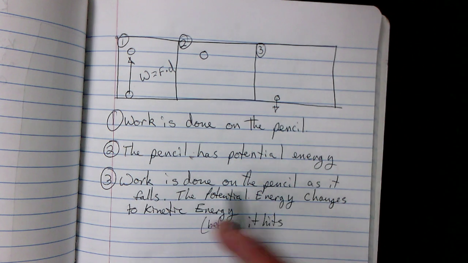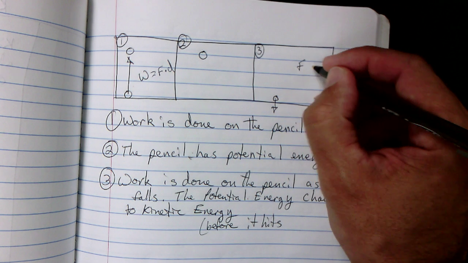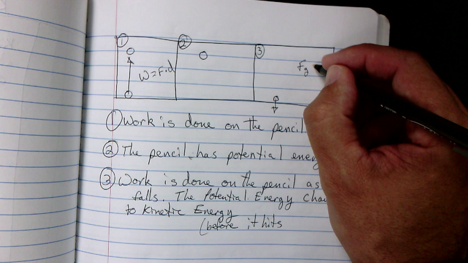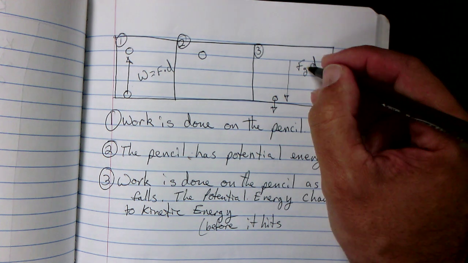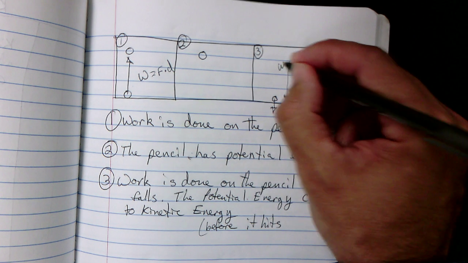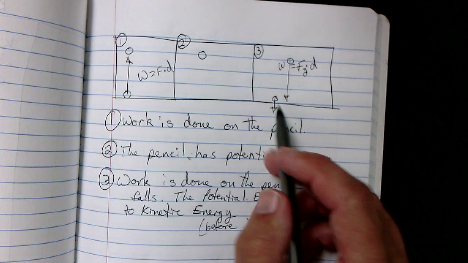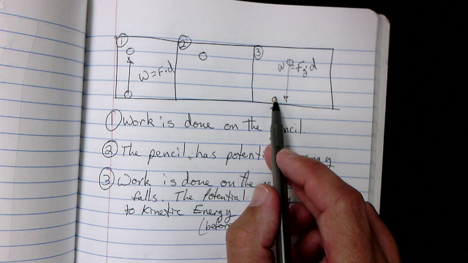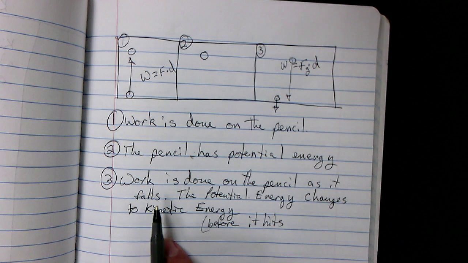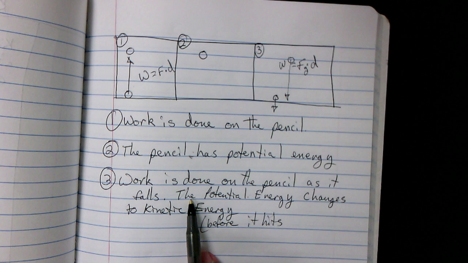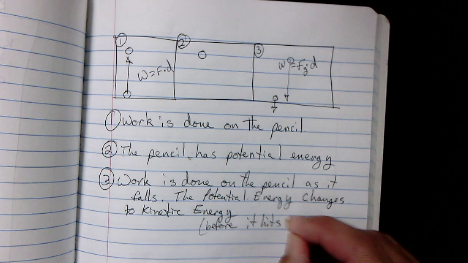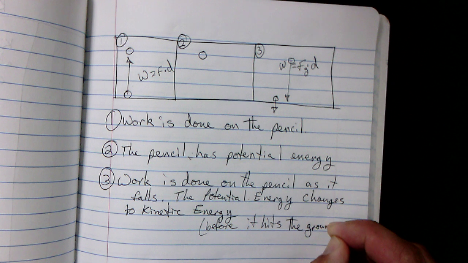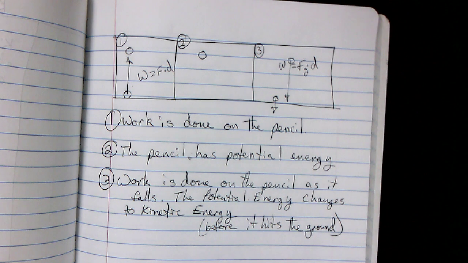In panel 3, work is going to be done. So we're going to have the force due to gravity over a distance as the object falls. Okay? So we're having work done as the pencil falls. And now right here before it hits the ground, it's moving at its fastest. It has kinetic energy. So work is done on the pencil as it falls, and the potential energy changes to kinetic energy. Before it hits the ground is what we're talking about. Because once it hits the ground, then we're changing the story here. Okay?